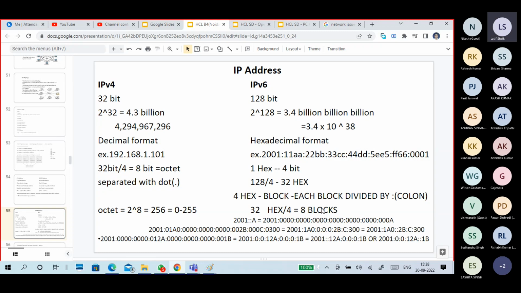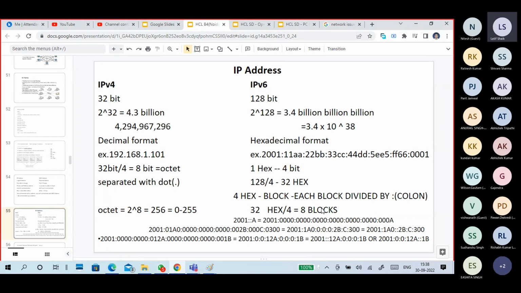Next, in IP addresses we have two versions, IPv4 and IPv6. V means version 4, version 6. IPv4 is 32-bit, 2 to the power of 32, so you get 4.3 billion IP addresses. IPv4 is represented in decimal format. An example of IPv4 is 192.168.1.101.